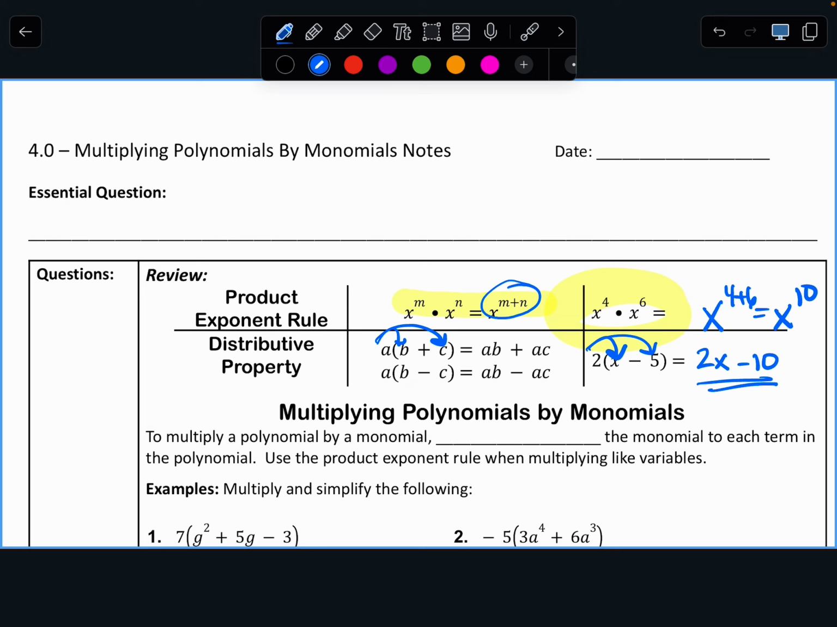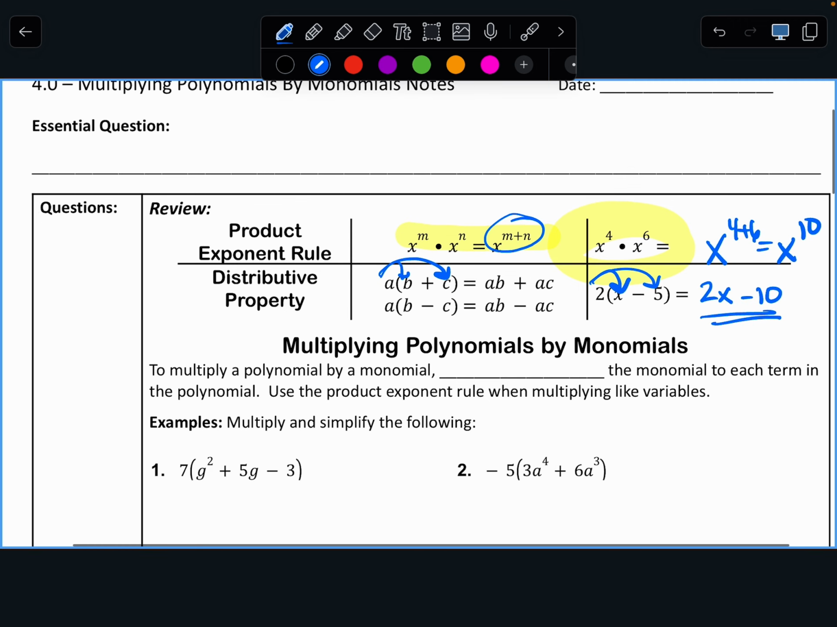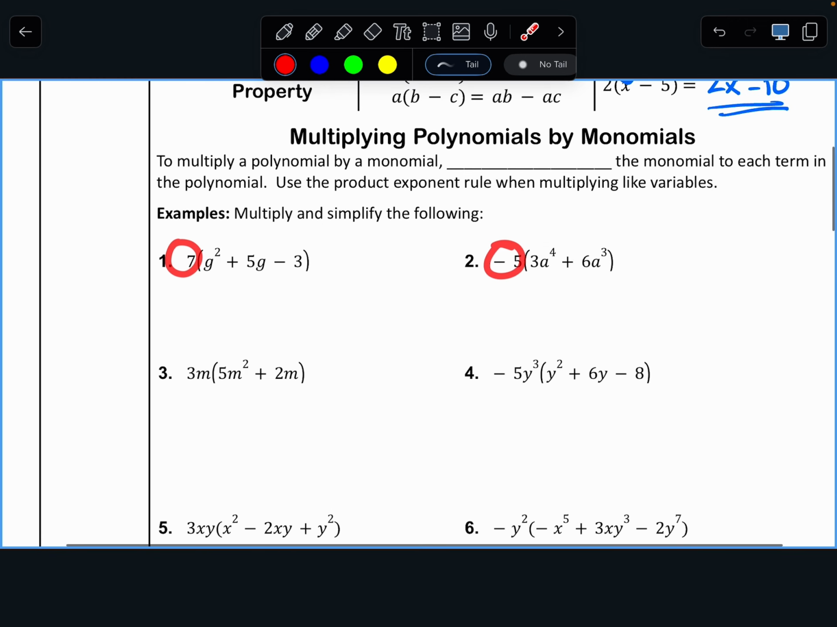You will have formatives like we've been doing after every objective to make sure that you remember how to do this. And then we will go on from there. So to multiply a polynomial by a monomial, poly means many. Monomial means one. So there's one term here, even if there's something else, like when they get variables down here, one term.